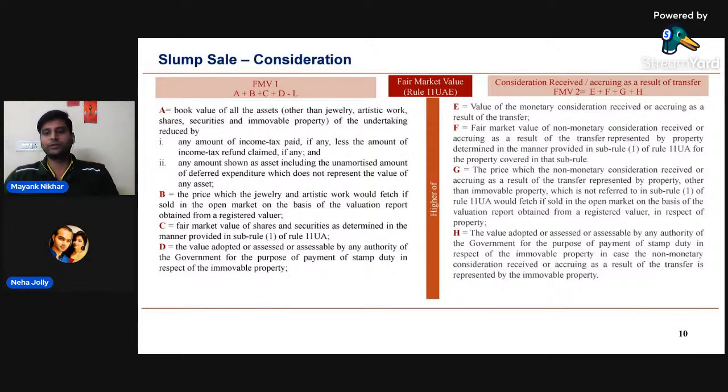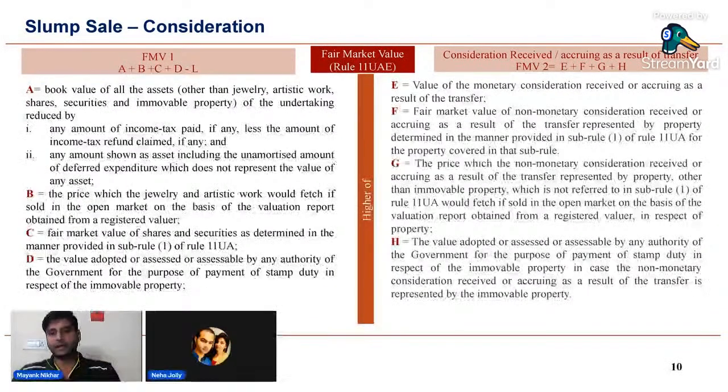H is the value adopted or assessed or assessable by any authority of the government for the purpose of payment of stamp duty. So whatever value is determined for paying stamp duty in respect of immovable property. So this is only for immovable property. So the stamp duty valuation has to be done and that has to be added to E, F, G to arrive at fair market value 2, FMV2. Now, there could be a situation when no fair market value or no consideration is received. In such situations, FMV1 would come in handy.